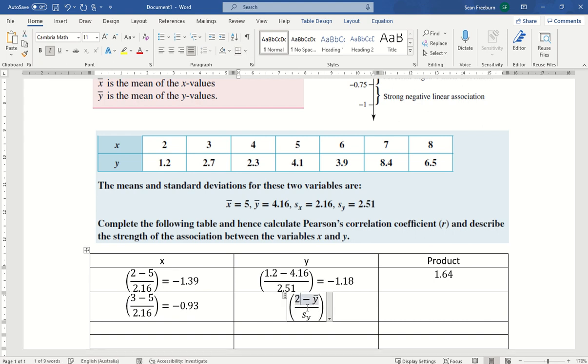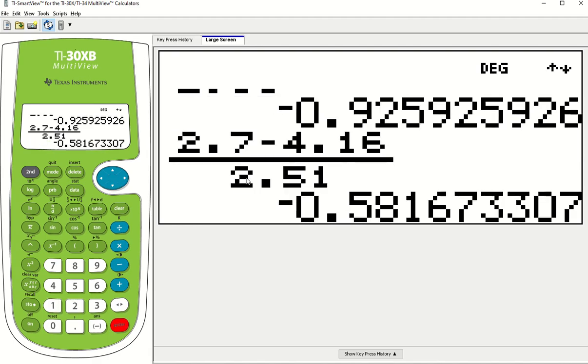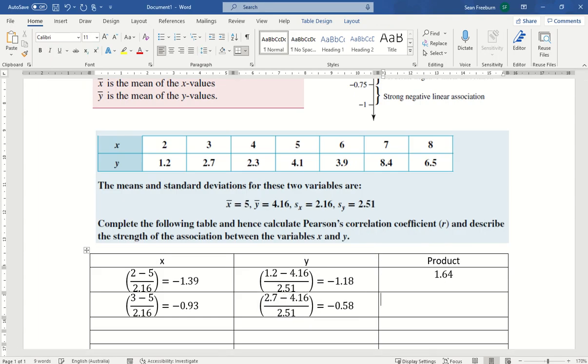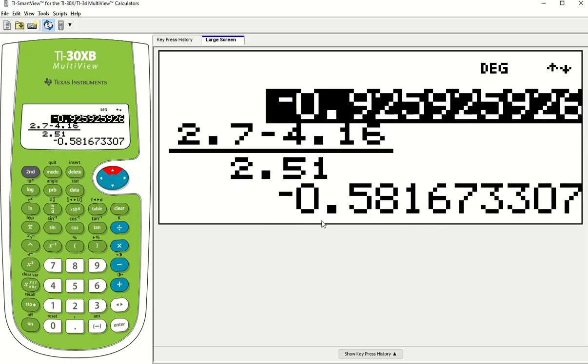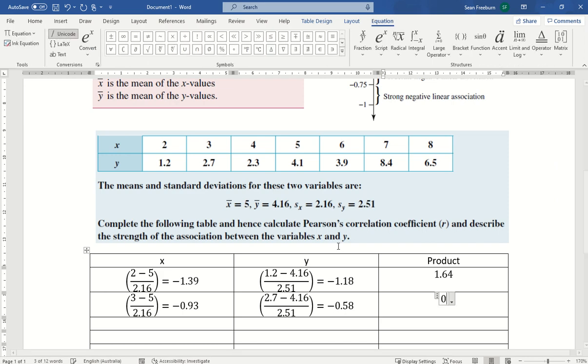So the next Y coordinate is 2.7. The Y average remains the same, 4.16. The standard deviation hasn't changed, 2.51. So I end up with 2.7, take 4.16 over 2.51, and I get an answer of -0.58. So what's the product of those two figures? Well, it'd be that figure multiplied by that figure, giving me an answer of 0.54, roughly.